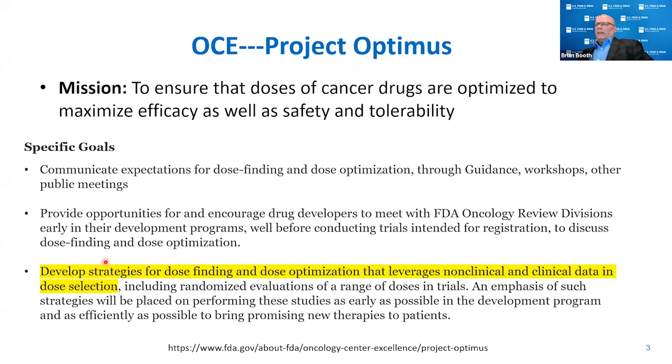So Project Optimus is an Oncology Center of Excellence initiative that was started, I guess, about a year ago or so, formally. And the point of this is to find the doses for cancer drugs that are optimized. That is to say, we've maximized the efficacy and we have the lowest amount of toxicity that we can get to. Okay, and one of the important tenets of this is the one I've highlighted down here in yellow, at least it is to me.